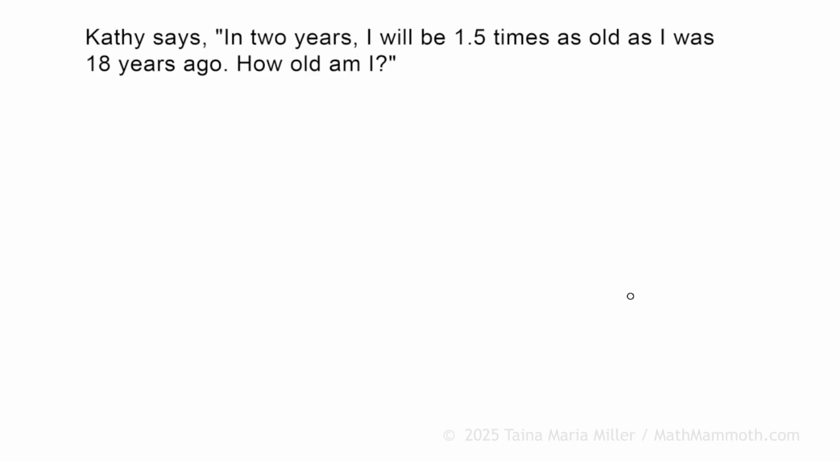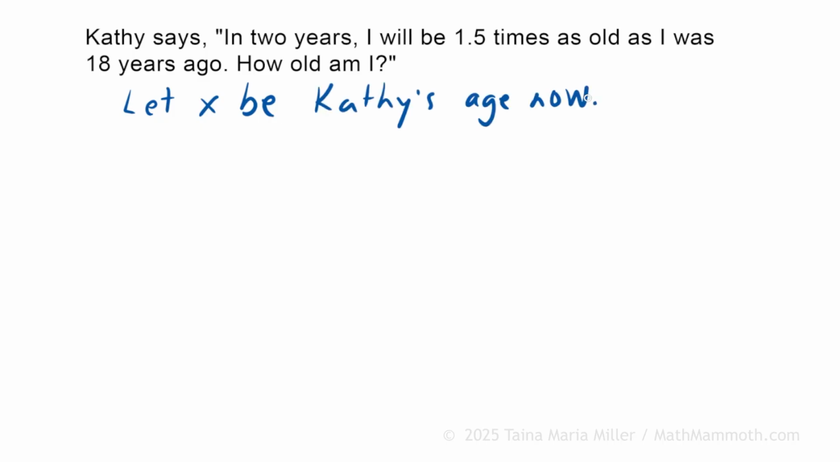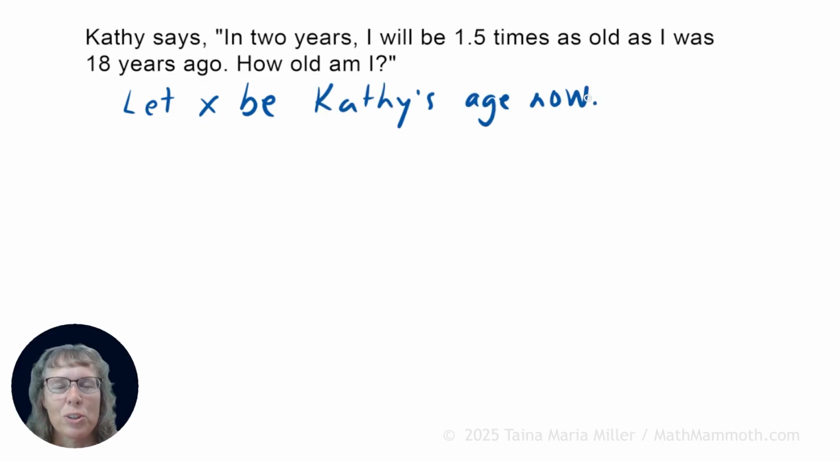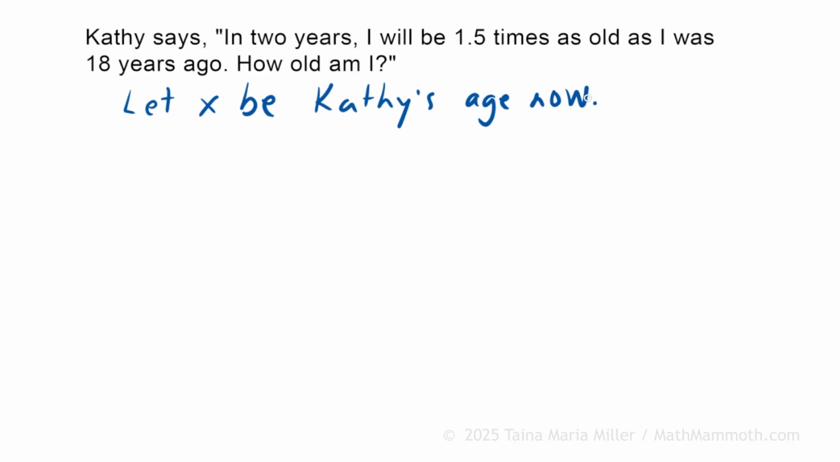So what's our unknown? That's obvious, right? She's asking how old am I now? So I'm gonna put here, let x be Kathy's age now. Now we need to build our equation so we can solve for that. And what clues do we have from the actual problem? Kathy says in 2 years.